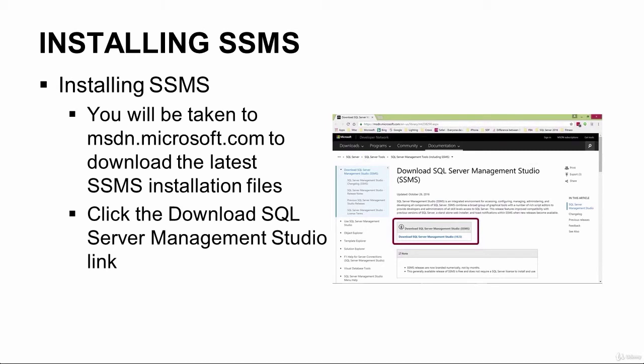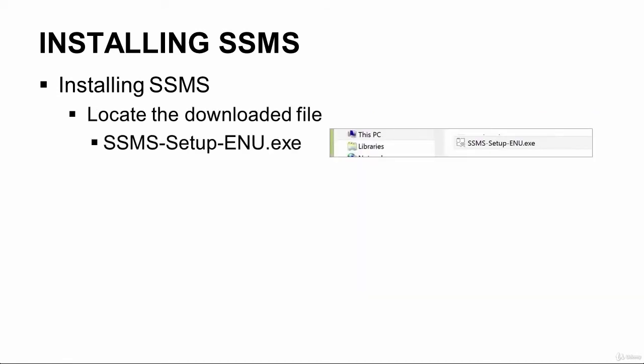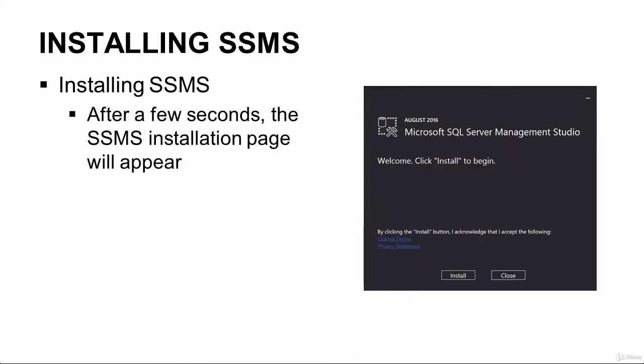You're going to download the absolute latest and greatest version of this, and it's similar to installing SQL Server 2016. When we click on this link, it gives us a file to download. We're going to download that executable setup file, SSMS-Setup-ENU.exe. Then we're just going to locate that file and right click on it. I like to run as administrator to avoid any permissions errors that can come back and bite me later. And after a few seconds, the SSMS installation page is going to appear.